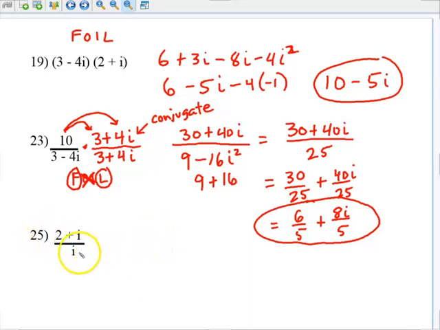Number 25 is just the pure imaginary number. So whenever i does not have adding or subtracting included with it, it's just called a pure imaginary number. And they're a little bit easier to simplify. You just use the number i. So if this had been, for example, 3i, I still would be multiplying by i. 3i is pure imaginary because it doesn't include any adding or subtracting.